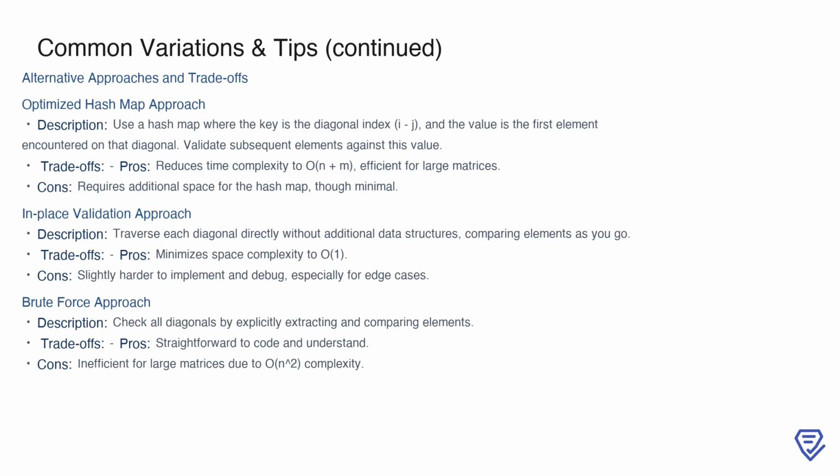Finally, let's discuss some alternative approaches and their trade-offs. One optimized method uses a hash map, where the diagonal index, i minus j, is the key, and the first element on that diagonal is the value. This allows you to validate each diagonal efficiently with a time complexity of n plus m. The trade-off here is that while this approach is faster, it introduces a small amount of additional space complexity. On the other hand, in-place validation eliminates the need for extra data structures by comparing elements directly during traversal. This minimizes space complexity to O(1), but it can be trickier to implement and debug, especially for edge cases.